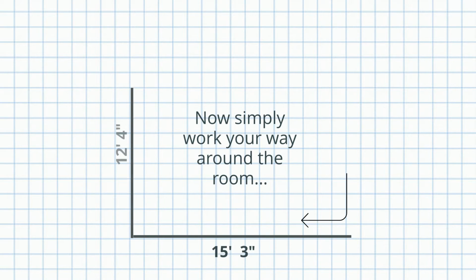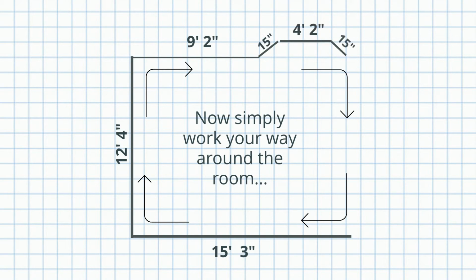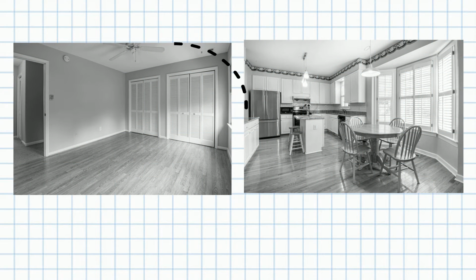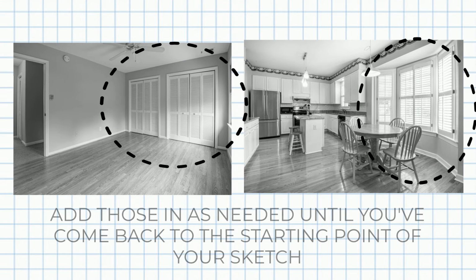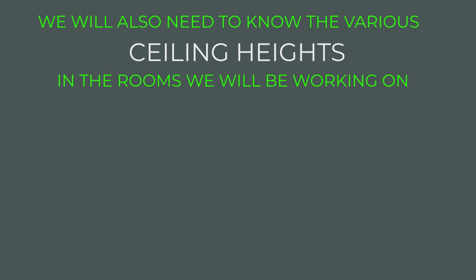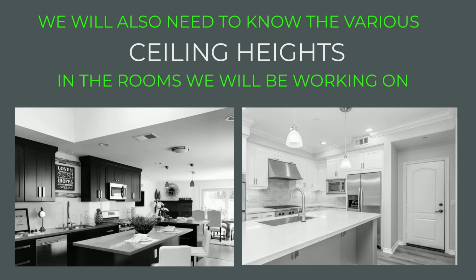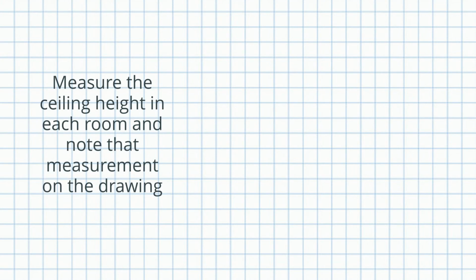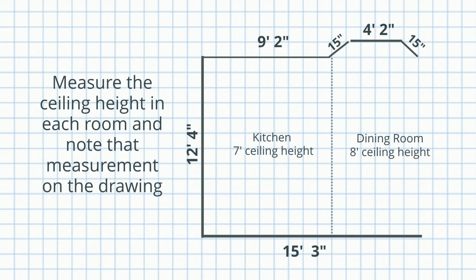Now simply work your way around the room in a clockwise direction, adding each wall and its measurement as you go. If the room has a bump out for a closet or angled walls, then add those in as needed until you've come back to the starting point of your sketch. We will also need to know the various ceiling heights in the room that we'll be working on. Some rooms may have lower ceilings or soffits that conceal ductwork, and we need to know about them. So measure the ceiling height in each room and note that measurement on the drawing near where it was taken.